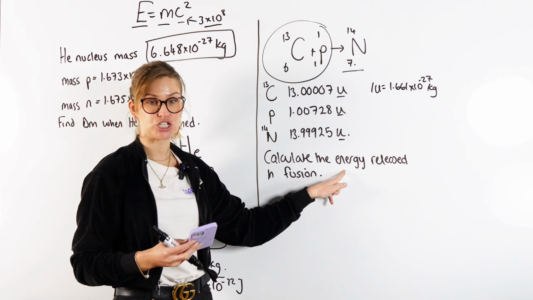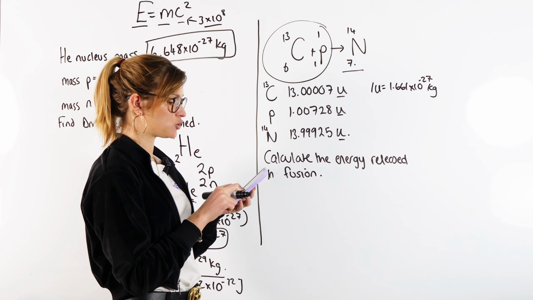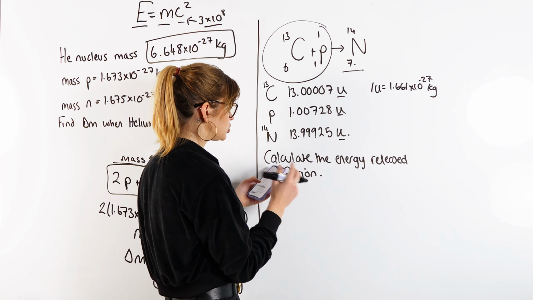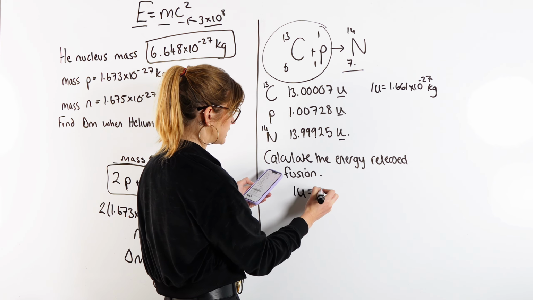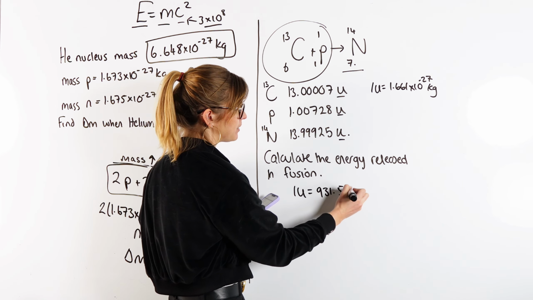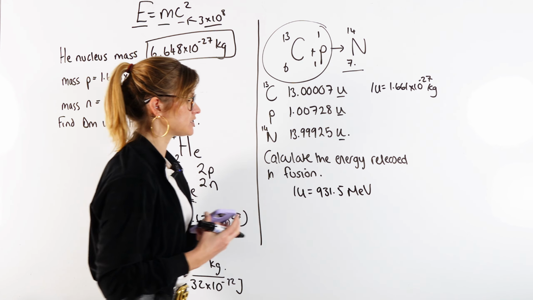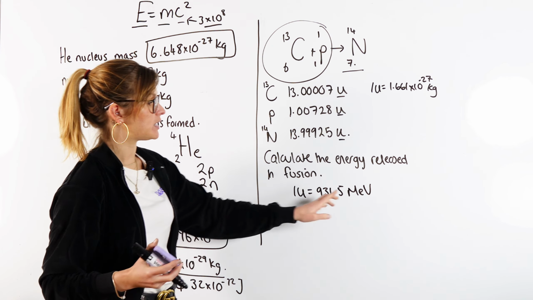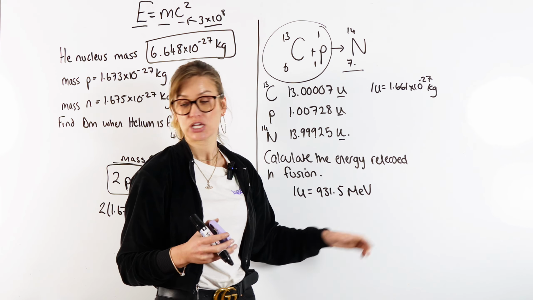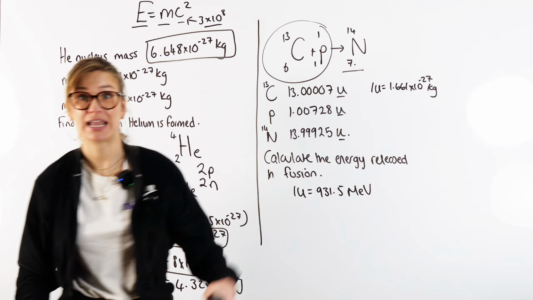Or because it said energy, you can also see in your data sheet that it tells you what 1U is in energy. It tells you that 1U is equal to 931.5 mega electron volts. So remember, an electron volt is just another way of saying energy. So I could do it that way instead to make my life quicker.